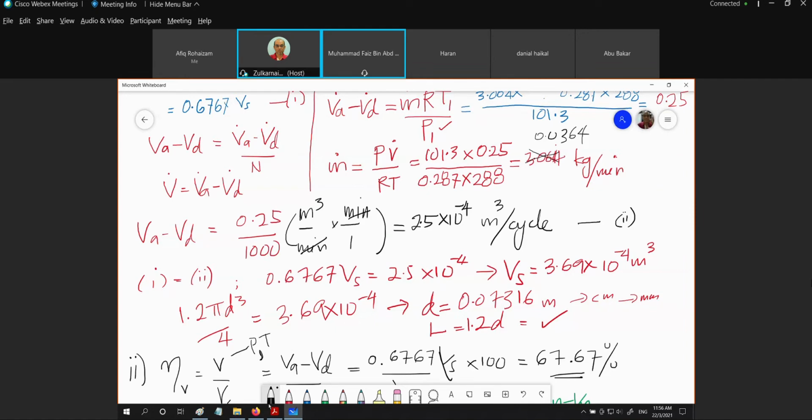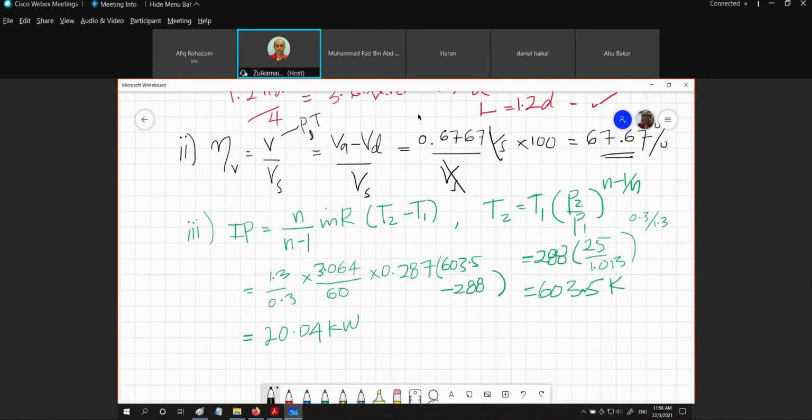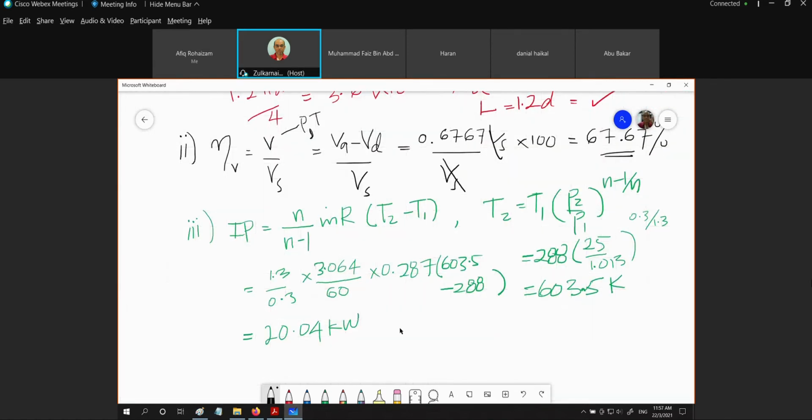0.0364. 0.3, sir. 0.364. Kilogram per minit, betul? Dekat tengah-tengah tu ada 0, sir. 3064. Betul lah, tadi sini ada 10 minus of 4 kan? Okay. Betul. Okay, jadi sini 0.3064.